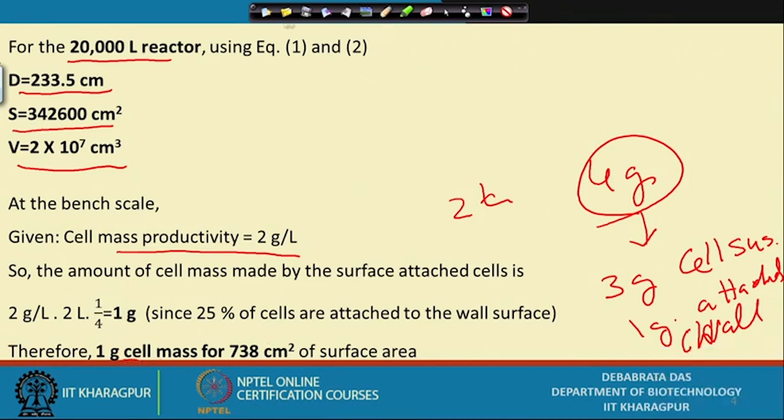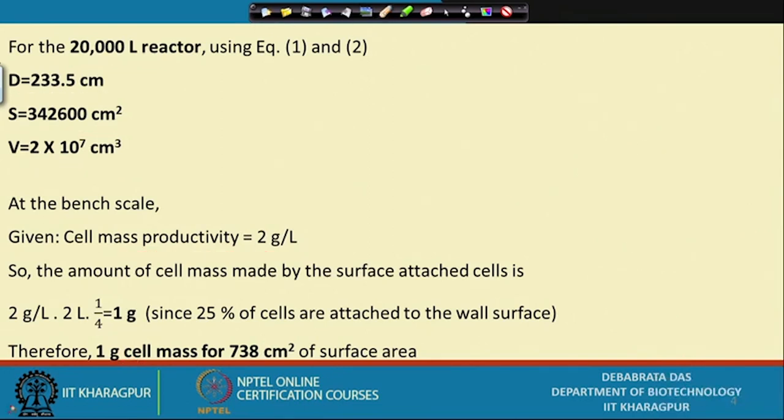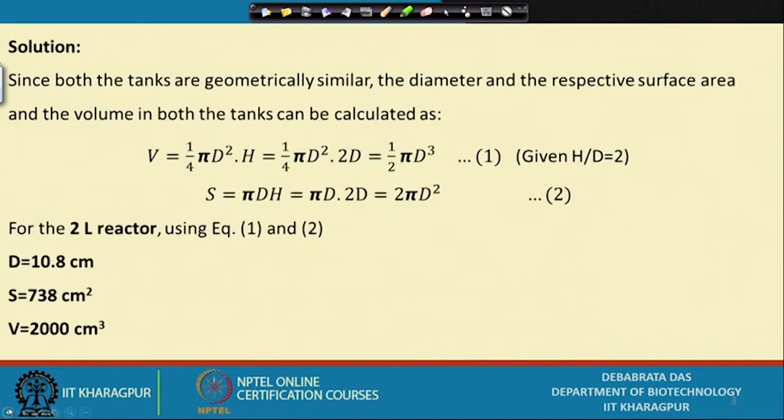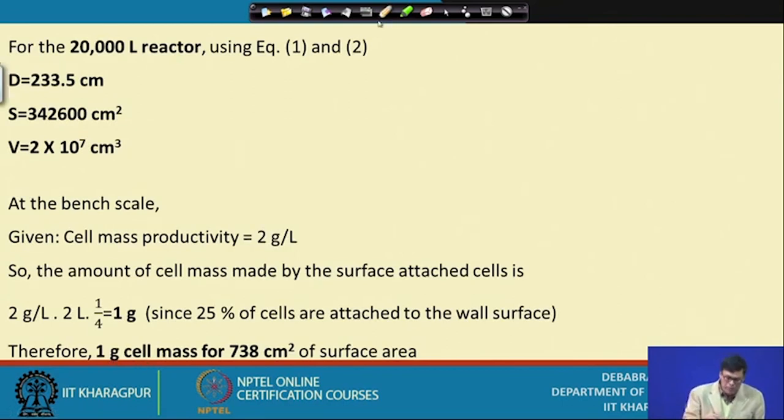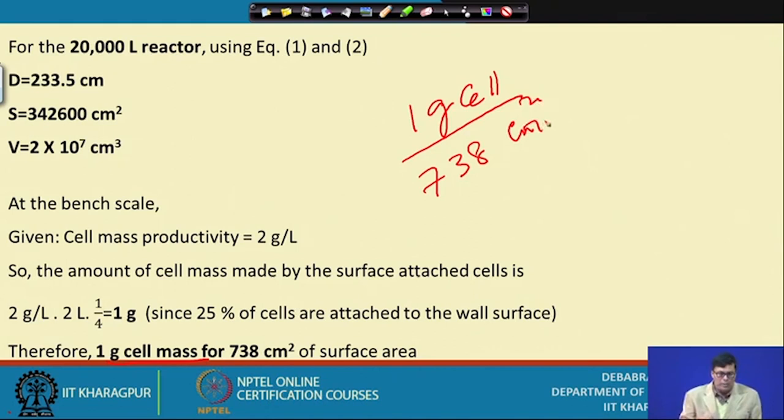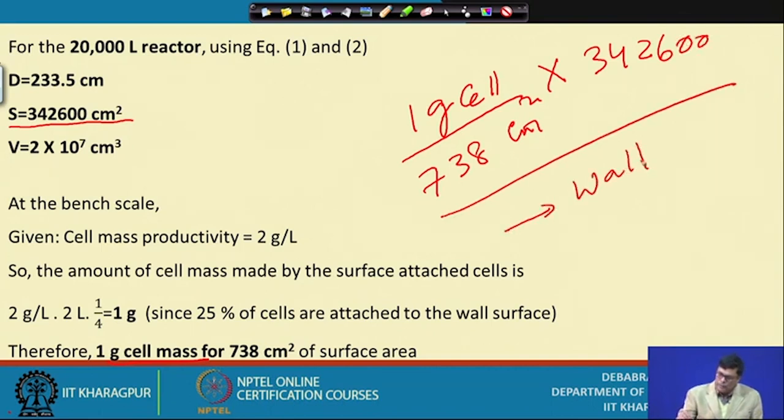Now if you look at, here we already calculated what is the surface area in the 2 liter reactor. This is 734.38. So 1 gram of cell is for 173 square centimeter surface area. So 1 gram of cell present in 7 centimeter square, that we have already found out. And so here in the bigger scale, how much cell will be there on the wall? This is 342600. This is the amount of cell that will be present on the reactor wall, not cell wall, it is reactor wall.